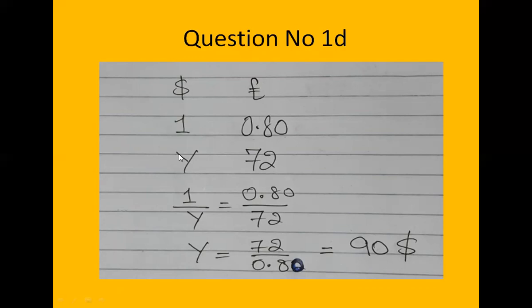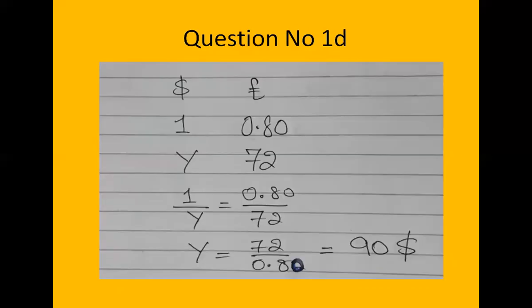So 72 euros when converted into dollars, how much? I suppose that is Y. So 1 by Y equals to 0.80 divided by 72. So cross multiply, so Y will be equal to 72 divided by 0.80. So in your calculator, you will enter 72 divided by 0.80 equals to, and that will be $90. So he will get $90. That was a 3-mark question.